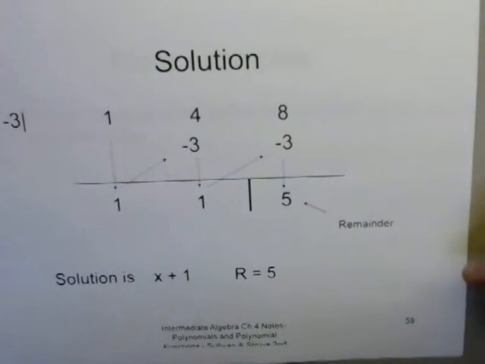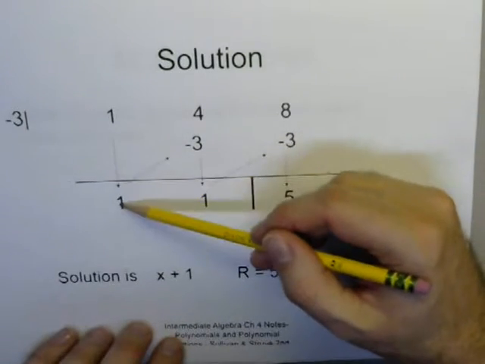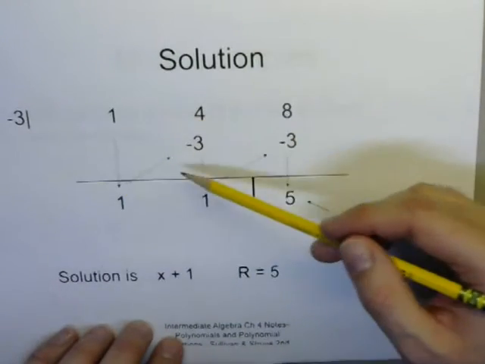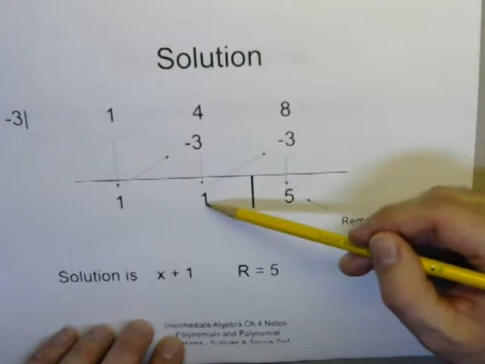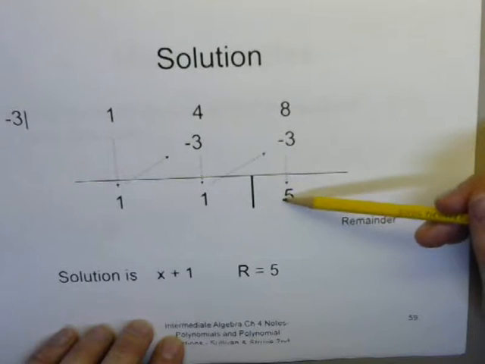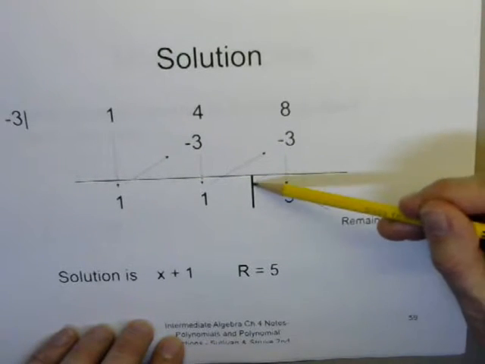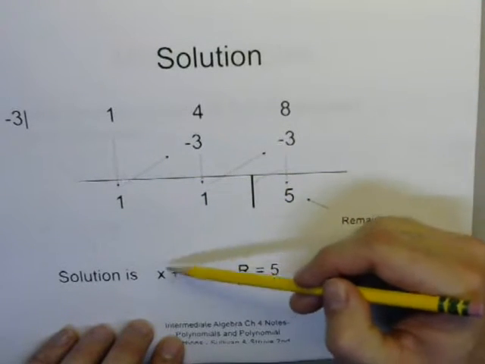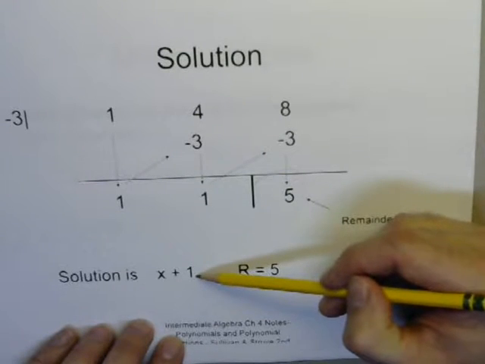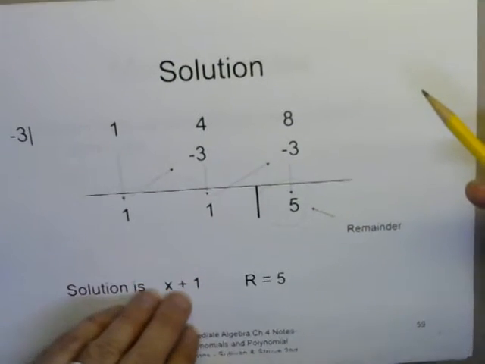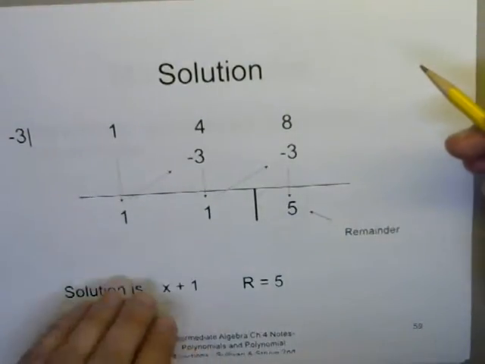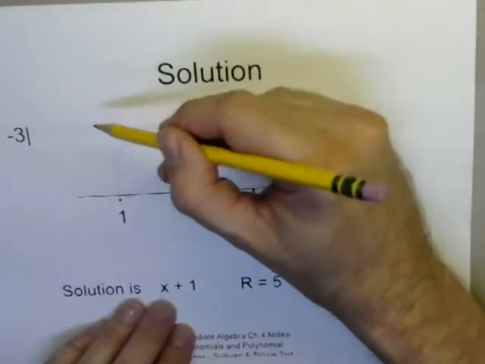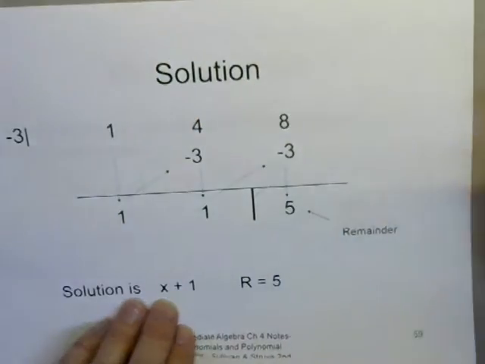So again, basically what you do is you bring down the 1, take the 1 times the negative 3 gives you negative 3. 4 and negative 3 is 1. 1 times negative 3 is negative 3. Gives you 5. Again, this number on the end is the remainder. And this will be the coefficient of the x term, coefficient of the constant term, and the remainder will be 5. And then again, you could certainly check that by taking the quotient times the thing you're dividing by plus the remainder, and it should equal x squared plus 4x plus 8.